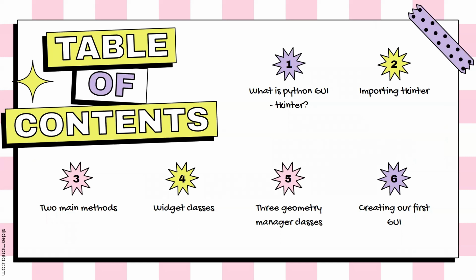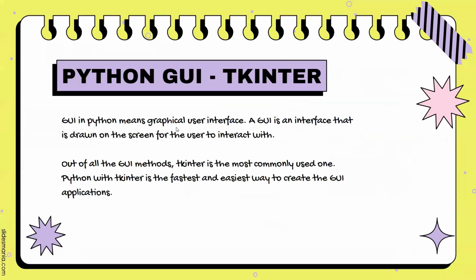Then we're going to be looking at two main methods in Tkinter. Then we're going to be looking at widget classes. Then we're going to be doing 3 geometry manager classes and looking at that. And then finally, we are going to be creating our first GUI. So let's get started. First of all, what is Python GUI?